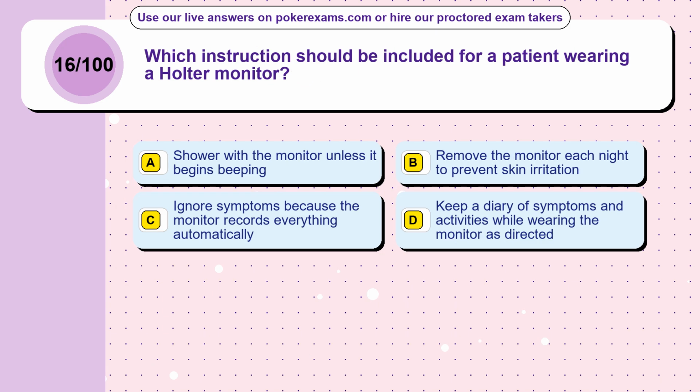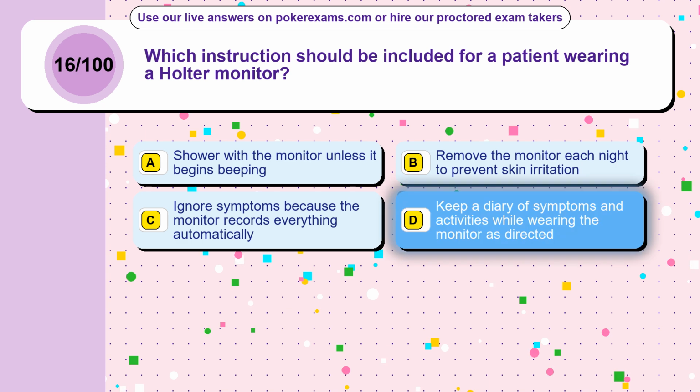Question 16. Which instruction should be included for a patient wearing a Holter monitor? Option A, shower with the monitor unless it begins beeping. Option B, remove the monitor each night to prevent skin irritation. Option C, ignore symptoms because the monitor records everything automatically. Option D, keep a diary of symptoms and activities while wearing the monitor as directed.